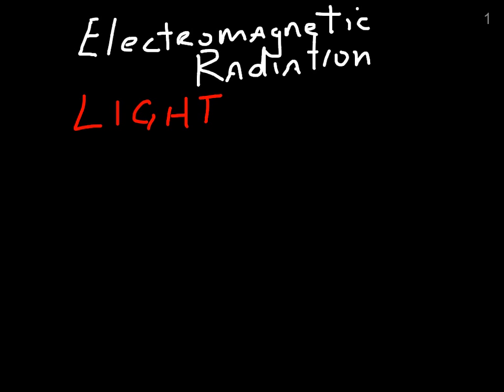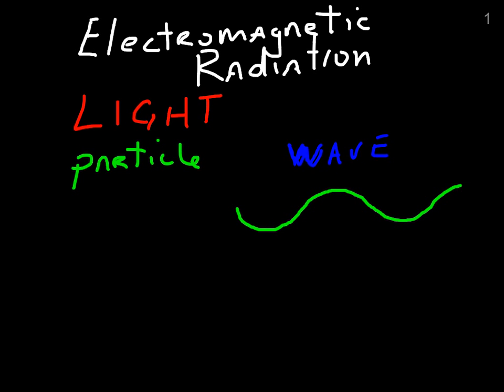When we talk about light, there are two ways to describe it. We can describe light as a particle, or we can describe light as a wave. The wave is historically the older model of what light is, and our models for light waves start off with something like this.